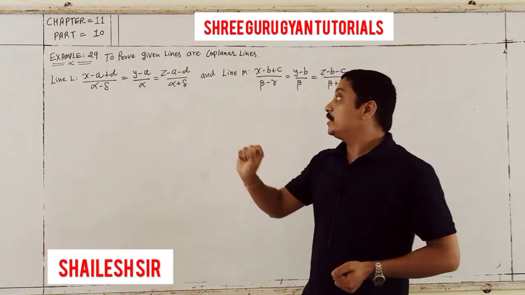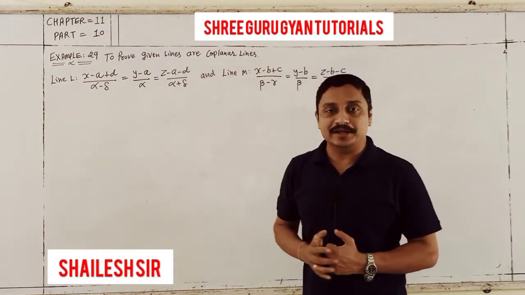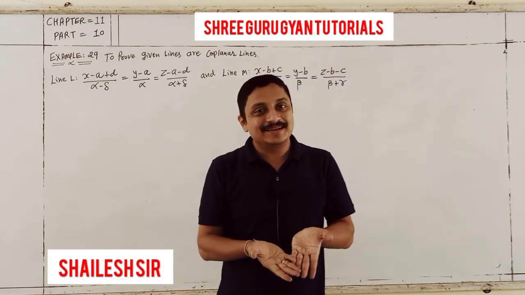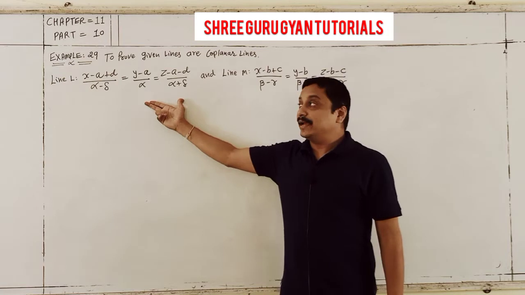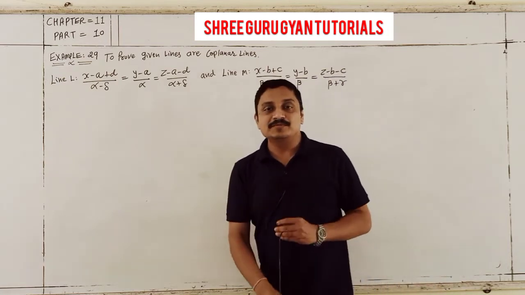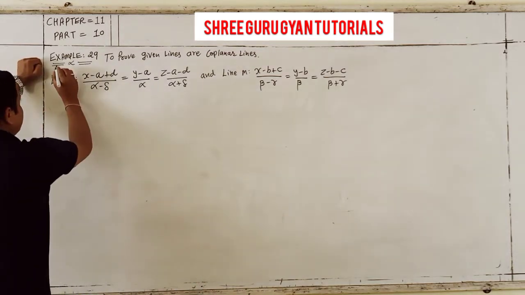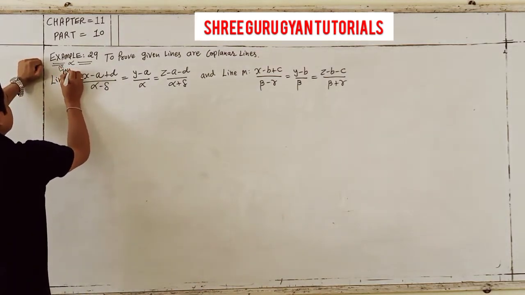To prove the given lines are coplanar, it means I will prove both lie in the same plane. Line L is given and line M is given. Students, before starting this sum, I tick this as an important numerical. So it is exam oriented; you should tick mark it as a most important sum.